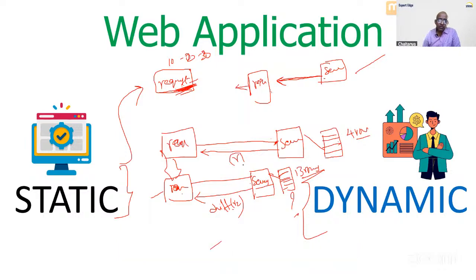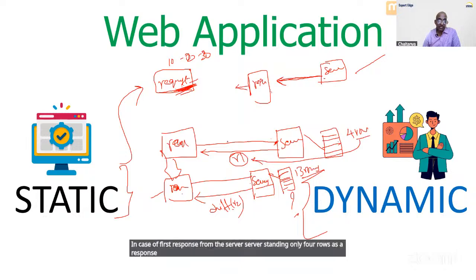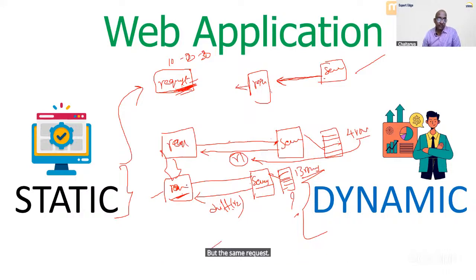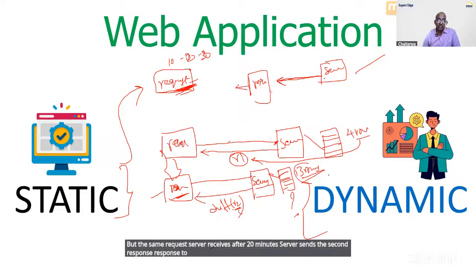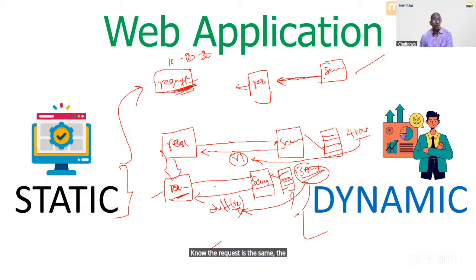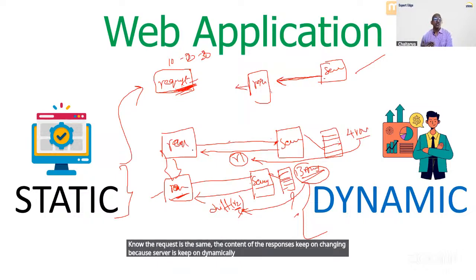In case of the first response, the server sends only 4 rows as a response for this request. For the same request, which the server receives after 20 minutes, the server sends the second response, response 2, containing some 13 rows. So the data gets changed, and the actual response is going to change. The content of the response is going to change even though the request is the same, because the server keeps dynamically finding out what the response is for this request once it receives the request.